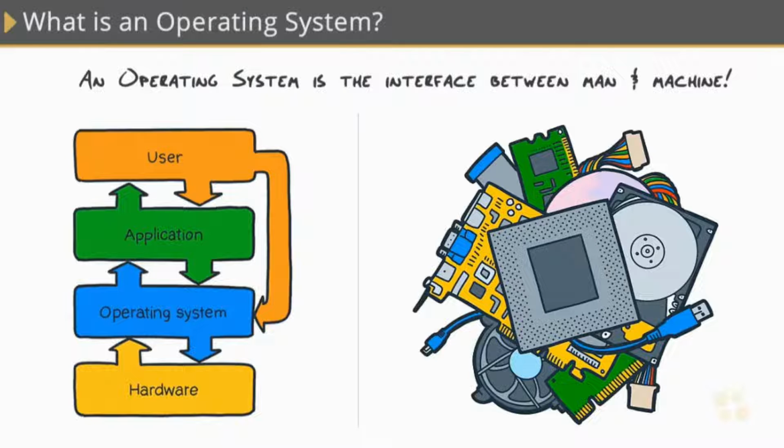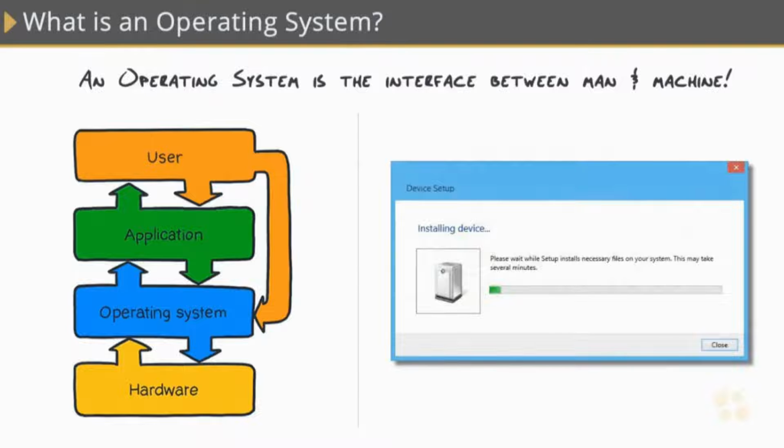So think of an operating system as the interface between man and machine. Very much like the interior of a car is the interface between the driver and the engine. Now, operating systems communicate with hardware through what are called drivers, which is really just low-level software in the operating system. This is why anytime you install or plug in a new device into your computer, that operating system is going to recognize it and then download and install that driver so we can use it.